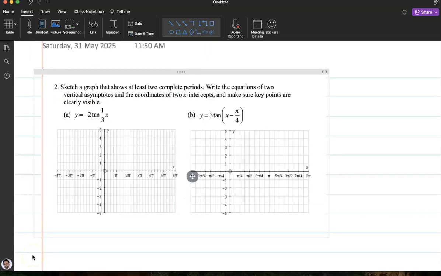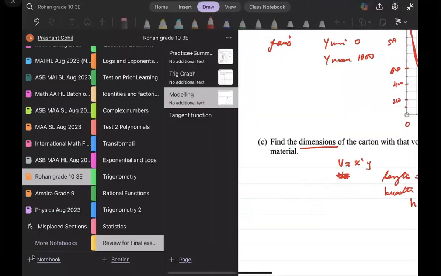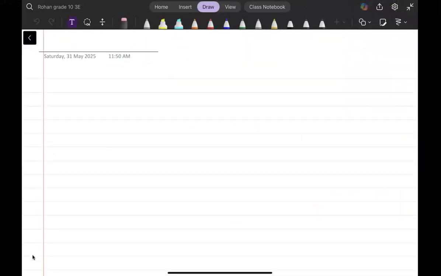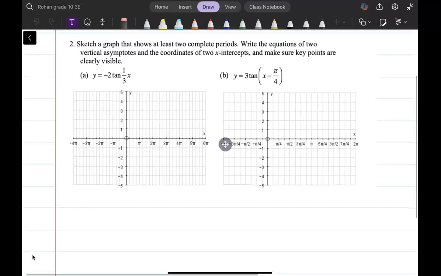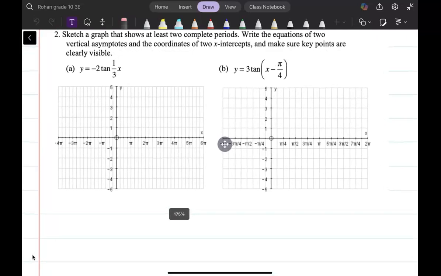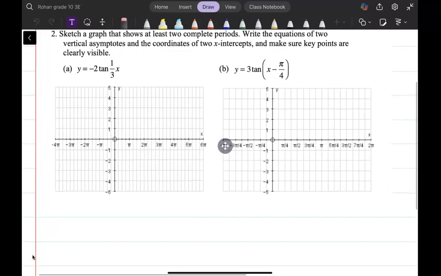Now, sketching tangent functions. What are the key things you need to remember while sketching tangent functions? Vertical asymptotes are there, and the period is pi. Correct, the period is pi and not 2 pi. And also that those points are important.